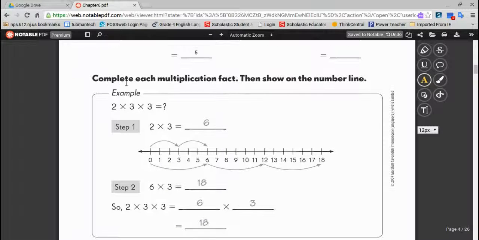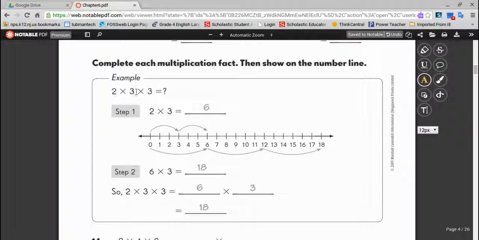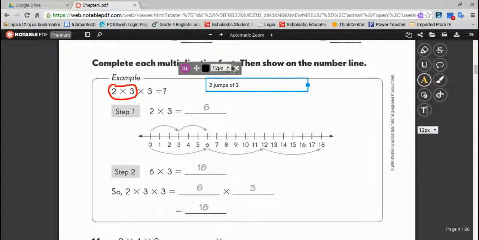So let's look at the bottom here. Complete each multiplication fact, then show on the number line. Okay, 2 times 3 times 3. So step 1, what they do in this multiplication is they first multiply the first 2 numbers first. 2 times 3. And here, 2 times 3 equals 6, as shown on this number line. And again, 2 times 3 is just 2 jumps of 3.